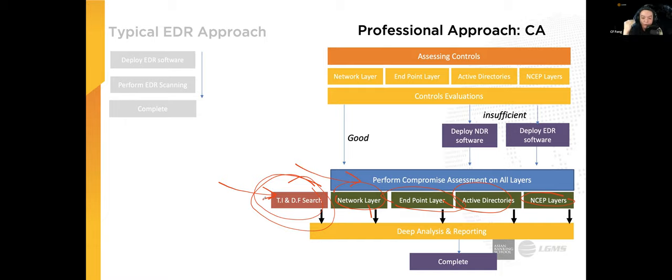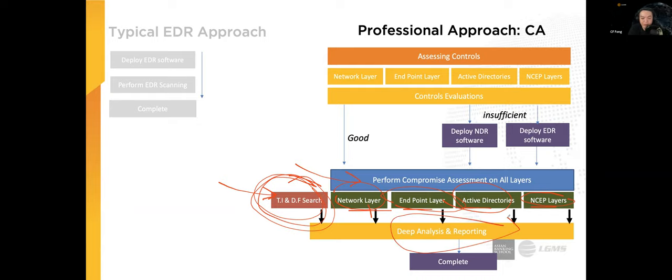So we want to know whether we are leaving out too much digital footprint on the outside world, and whether the hacker knows about this digital footprint that can become a vulnerability to us or not. So we need to know this. So during the compromise assessment, we will search for this as well, right? We look at network, endpoints, Active Directories, non-computer equipment, and then we'll do a deep analysis and reporting.